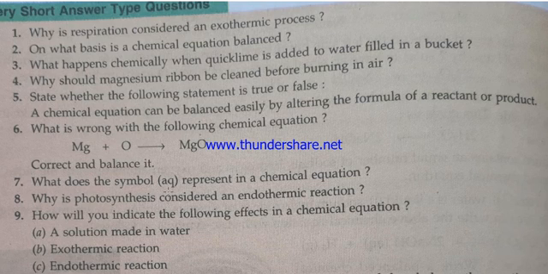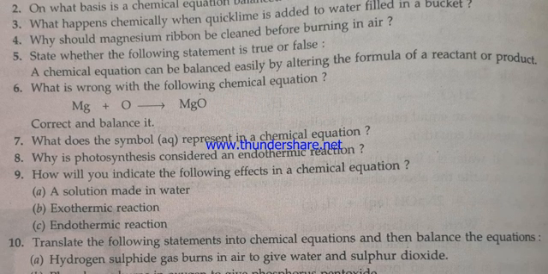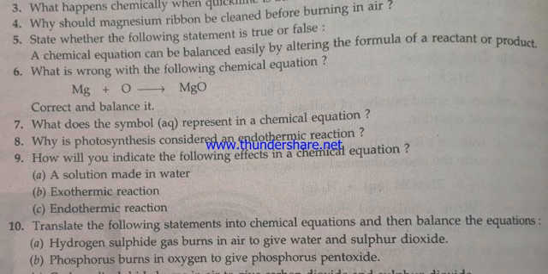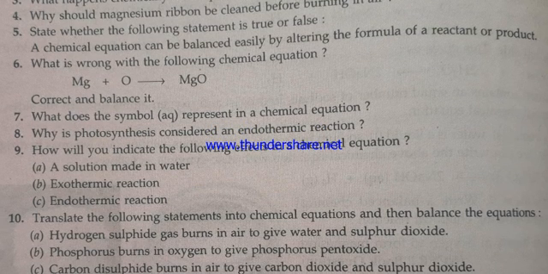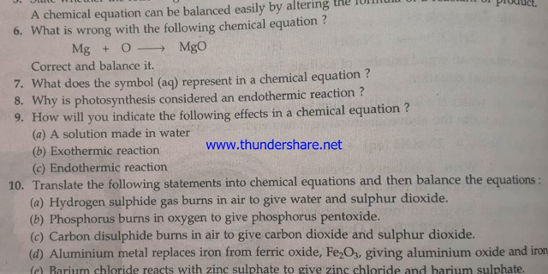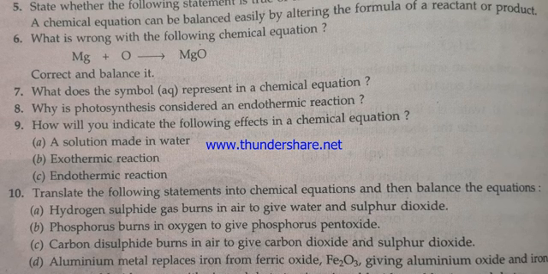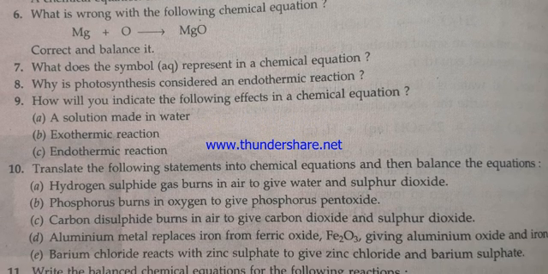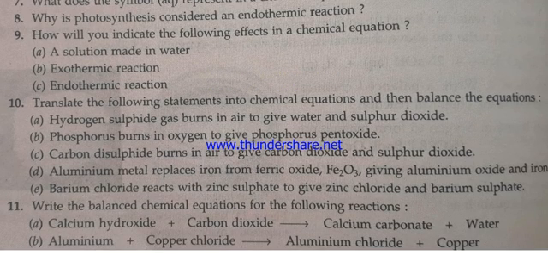What does the symbol AQ represent? AQ represents an aqueous solution, which shows the dissolving of any substance in water. Why is photosynthesis considered an endothermic reaction? Because heat energy is absorbed. How will you indicate the following changes in the chemical equation? A solution made in water, that is aqueous; exothermic, that is heat released, write delta H negative. I have given you the value. Delta H is heat change: delta H negative means exothermic, delta H positive means endothermic.